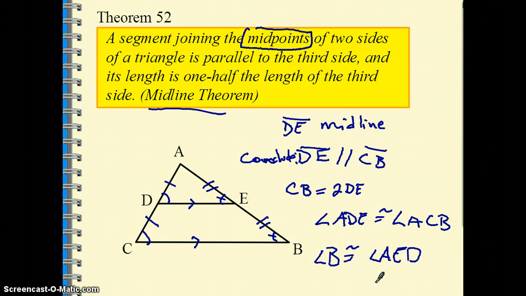Okay, so right away, given a midline, we can conclude a lot of information. So knowing that D and E are midpoints or that DE is a midline, we can conclude all this stuff right here, all this stuff. And then from there we can make conclusions about triangles and all that, prove triangles congruent or even isosceles depending on other initial conditions.